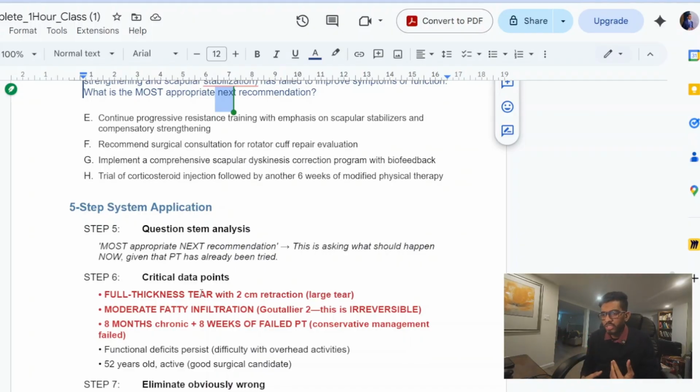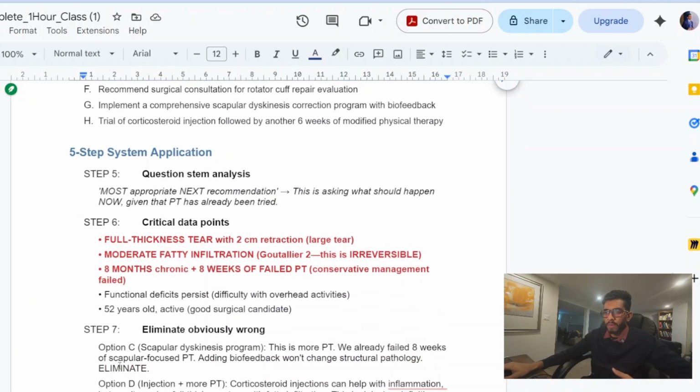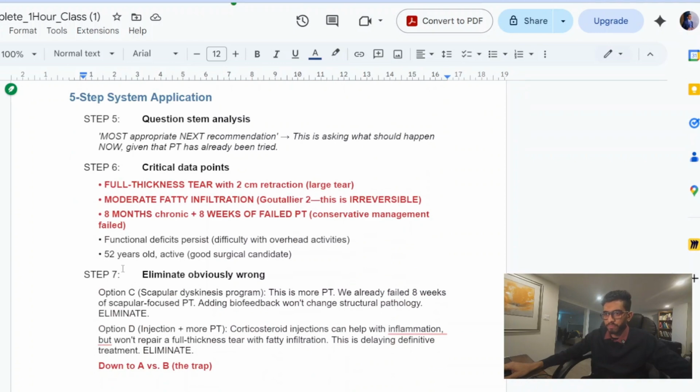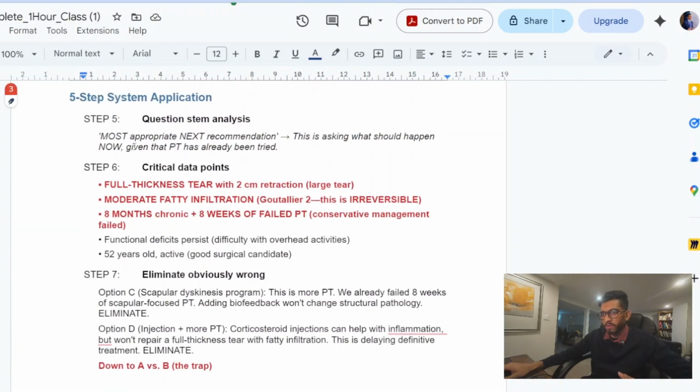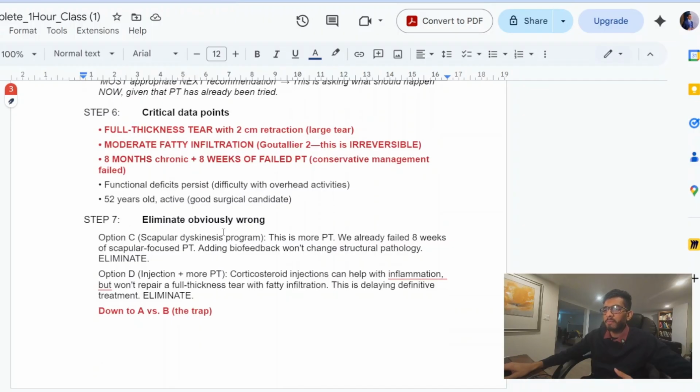There's a full thickness tear here, and he has a moderate fatty infiltration, which is irreversible. And this is a chronic 8-month tear with 8 weeks of failed physical therapy, conservative management. Once you're done with that, you go to the next step. Here the option numbering is not right, but 5, 6, 7, 8. Eliminate what is obviously wrong.